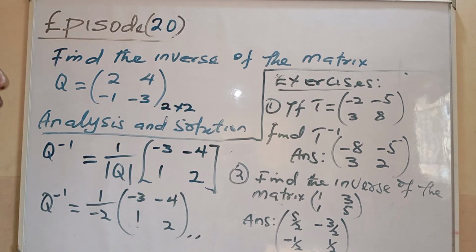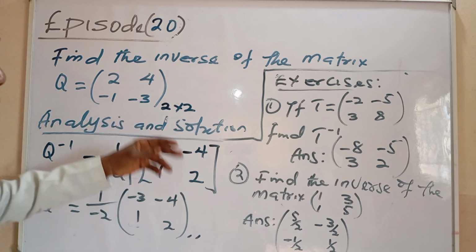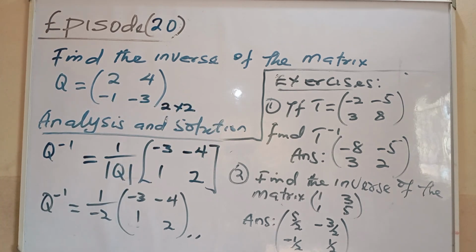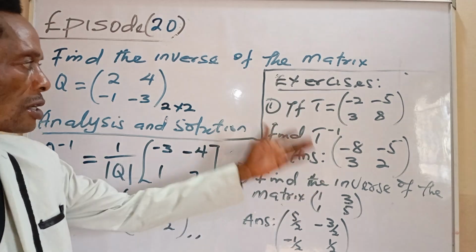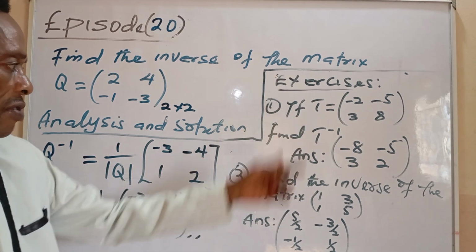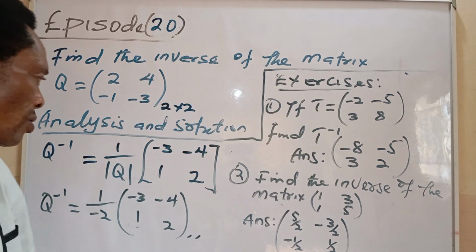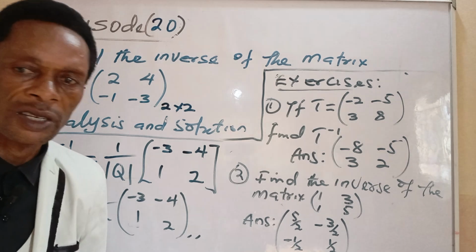Viewers all over the world, we've been able to also see how to sort out the inverse of a 2 by 2 matrix. We've gotten the answer, and this is the exercise. So please, just go through it, then you solve this. If you get it correctly, then you mark yourself good. And you can take more exercise on your own. So that's it. Thanks.